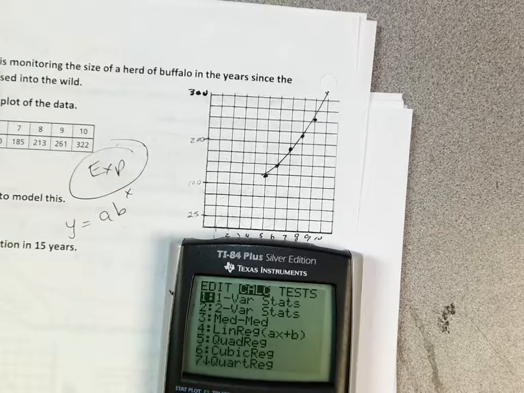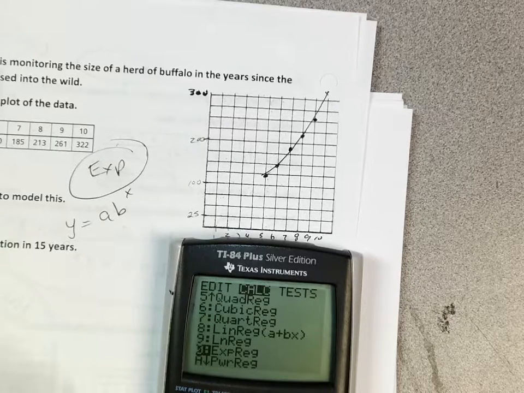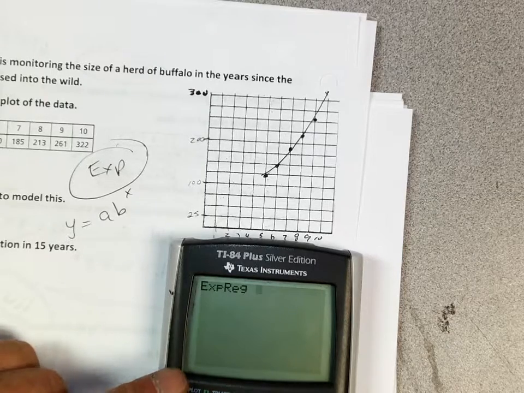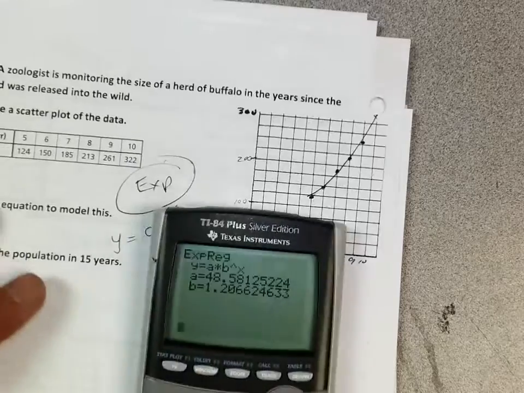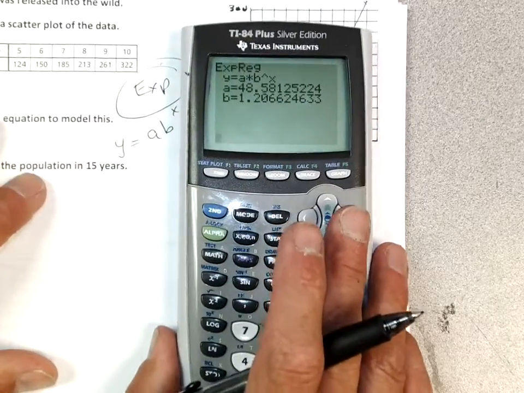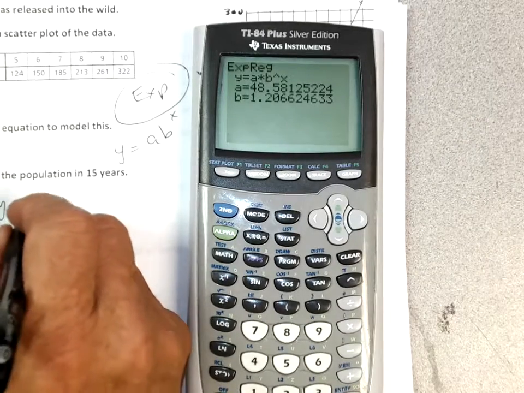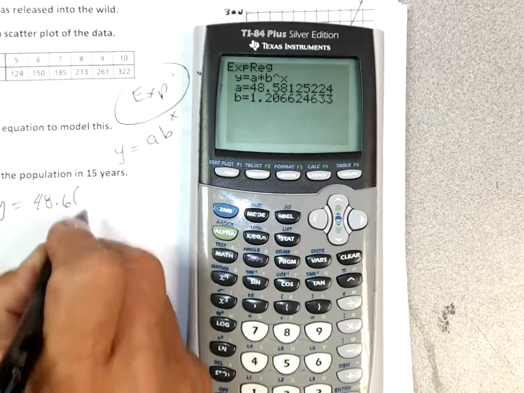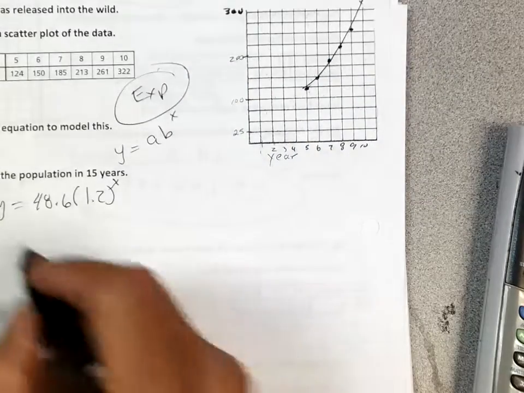Now, the book thinks it's exponential, so let's go back to stat. Let's go to calculate and choose exponential. Where's exponential on here? There's exponential right there. ExpReg, number 10. Exponential reg, so we go there. List 1, comma, list 2. Alright, so the given form is ab to the x. So my answer is going to be y equals 48.6, rounding a little bit, times 1.2 to the x power.